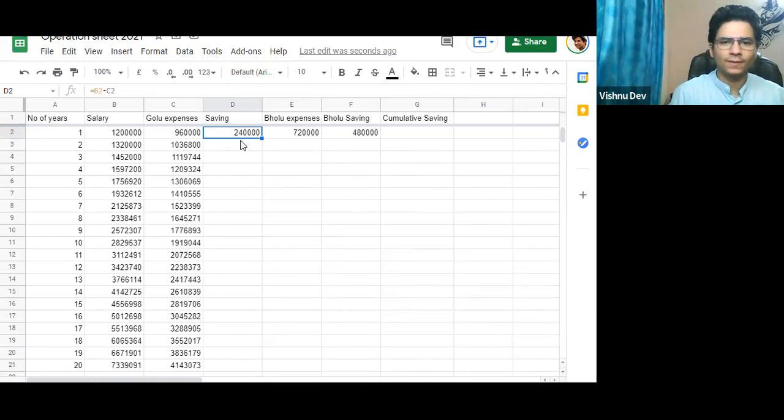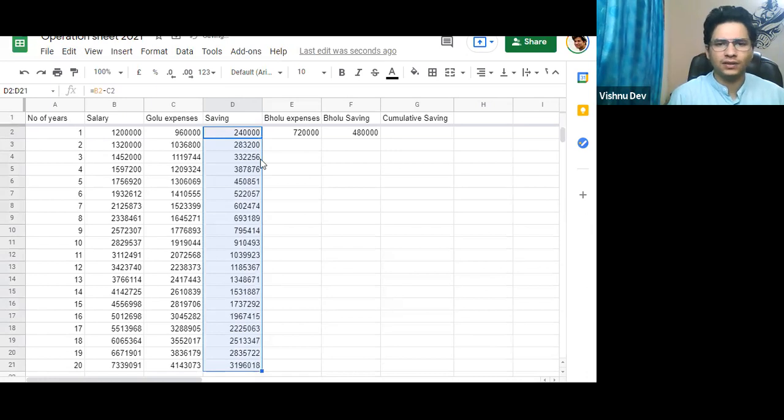Okay. So let us know about his saving. Let us talk about his saving. How much is saving, how his saving will be per year. So his saving will also increase per year. 2 lakh 40,000 first year, then 2 lakh 83,000 and keep on increasing. This is about Golu. Now let us talk about Bholu.